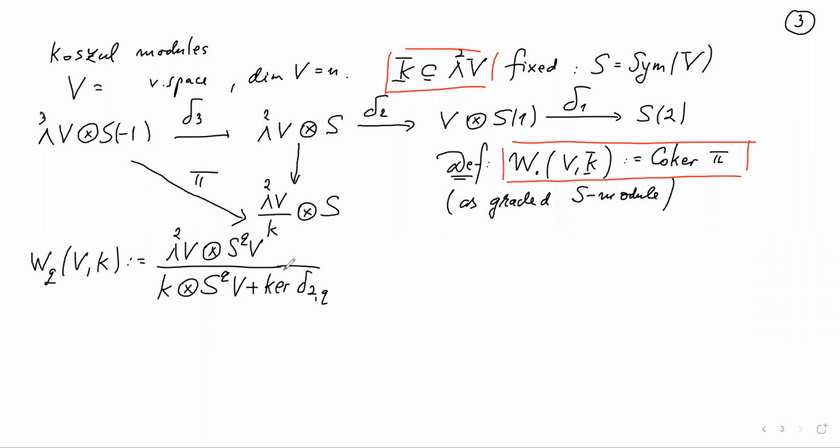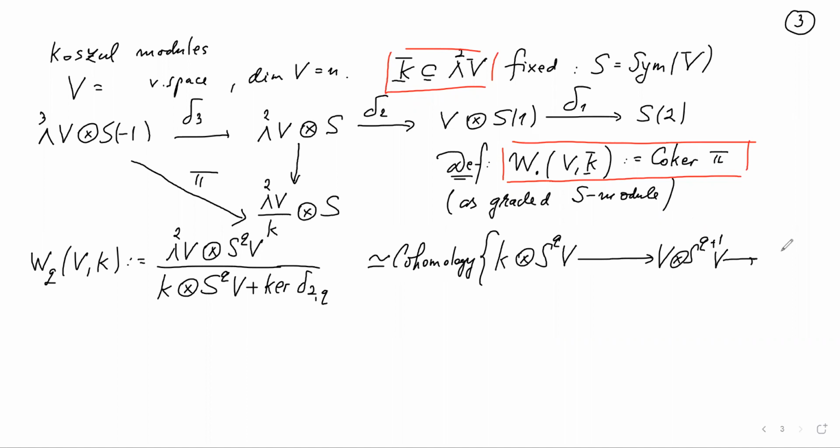Yes, but the Koszul differential is exact. So by applying the isomorphism theorem for modules, this is the same thing as the cohomology of the following complex. I have here K tensor S_q V, and then it goes to V tensor S_{q+1} V, and then goes to S_{q+2} V. So the symmetric powers, and here is the Koszul differential delta 2q, and here is delta 1, q+1.